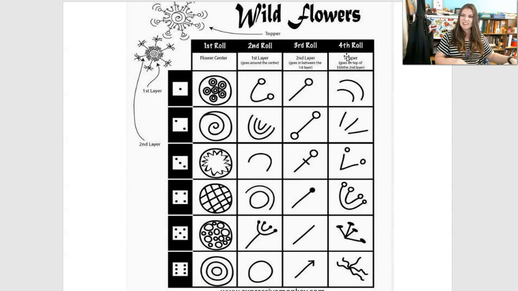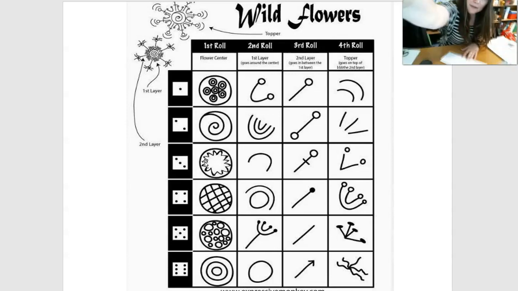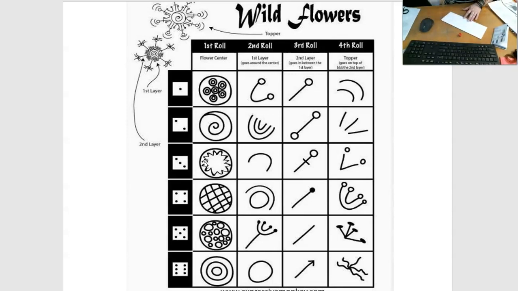Okay, so let's do the first one together. I've got my die. Okay, I'm going to roll it, and I've rolled a 3. So if I look at the first roll and come down to a 3, this is the design that I'm going to draw as the center of my flower. Okay, so I've got a pencil here. Let me bring you down to my desk for a second. All right, so it was a 3.